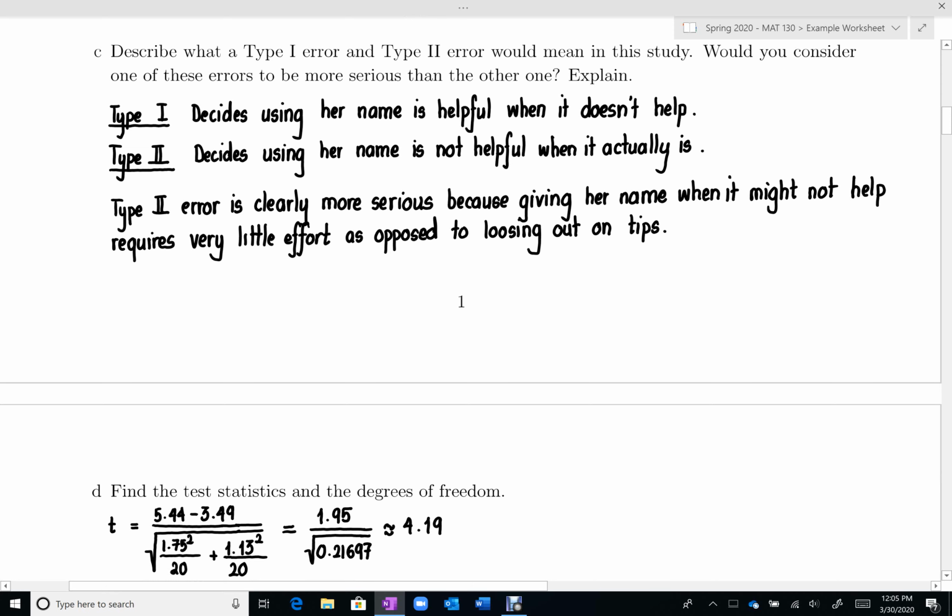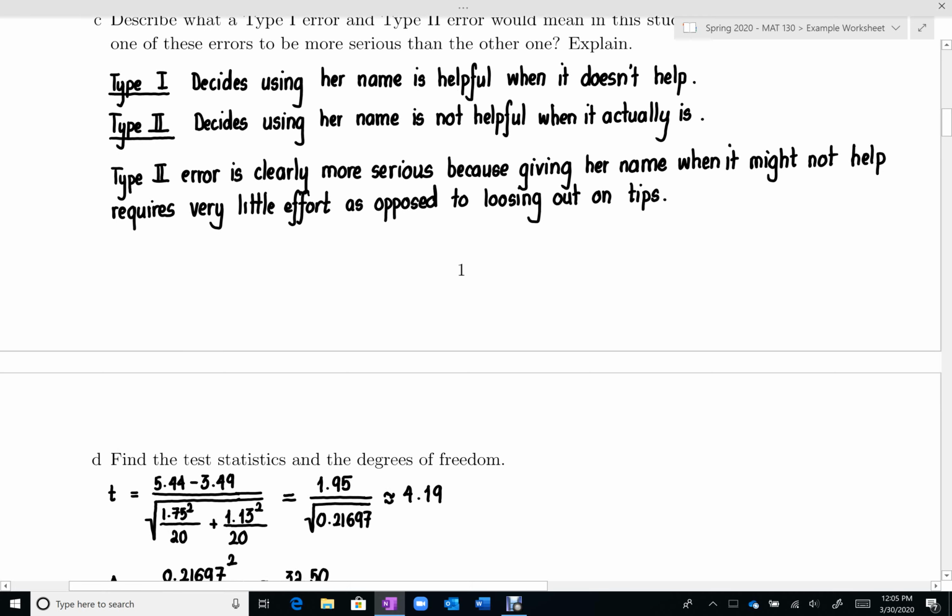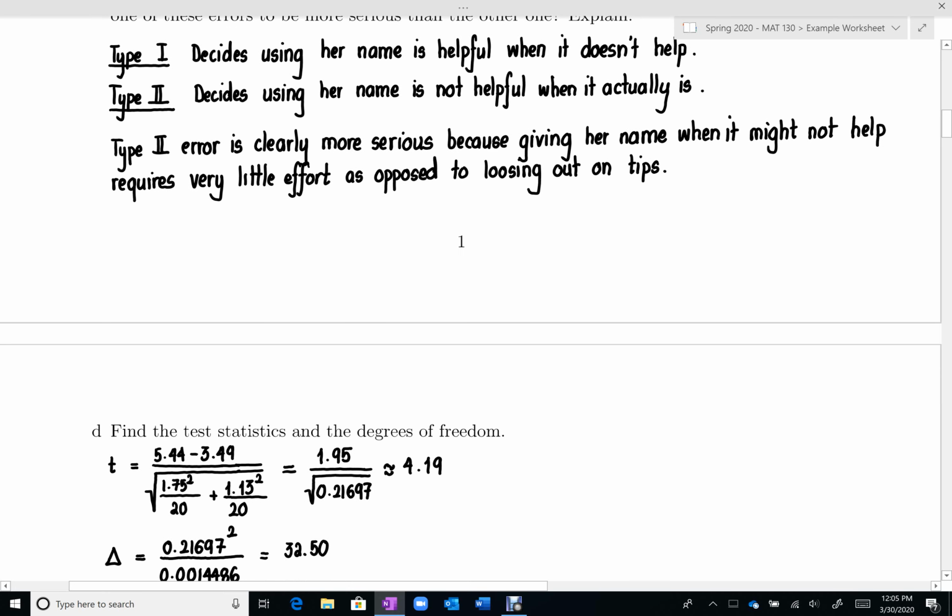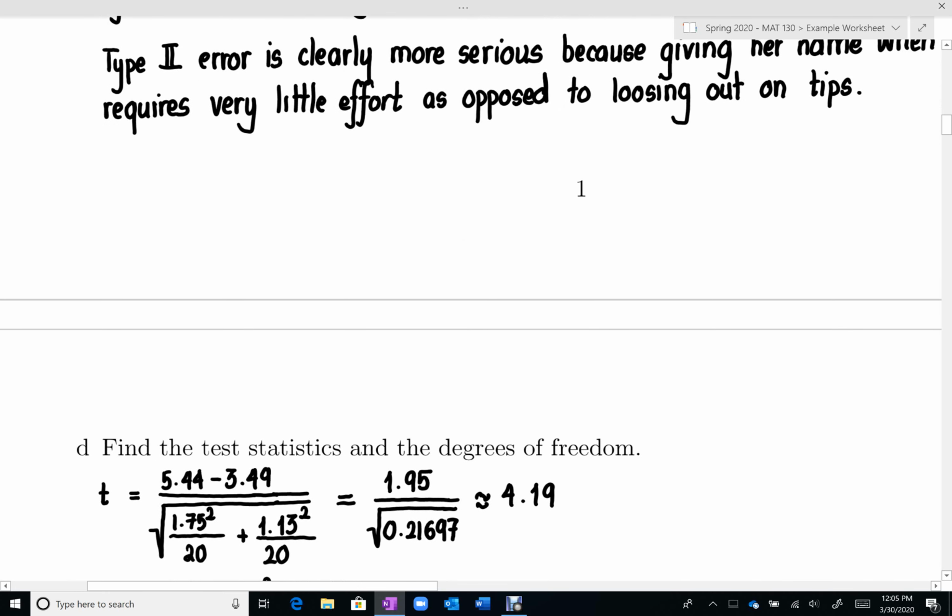T, because the population standard deviation is not known. The only thing we know is the sample standard deviation. So in this case here, we're going to be using a t-test. If we're doing a t-test, we need to figure out two things, the t-score and the degrees of freedom.